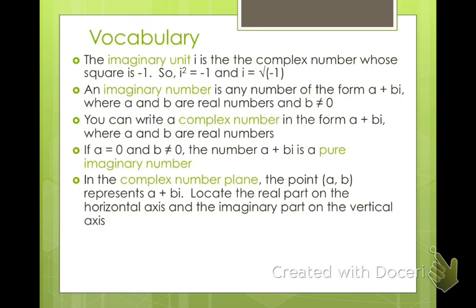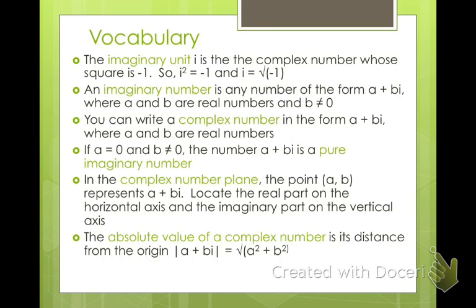In the complex number plane, we're not going to graph these just because it gets pretty complicated and it's going to be really hard for me to show you. But the point (a, b) represents a plus bi. The absolute value is its distance from the origin, or from 0. So the absolute value of a plus bi is the square root of a squared plus b squared. And a plus bi and a minus bi are complex conjugates. If you have an imaginary number in the denominator, in order to get rid of it, you have to multiply by its complex conjugate.